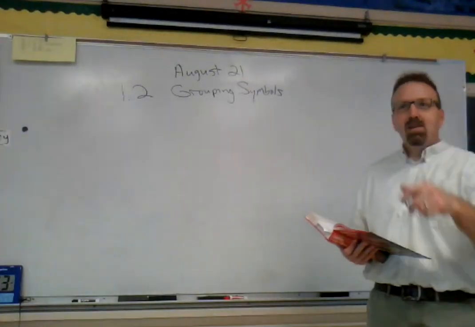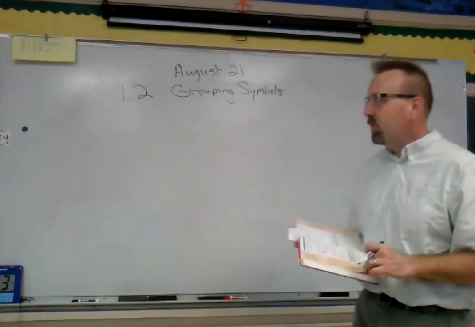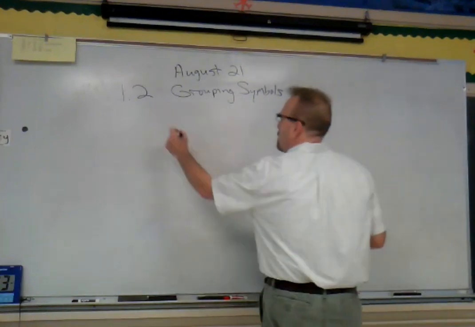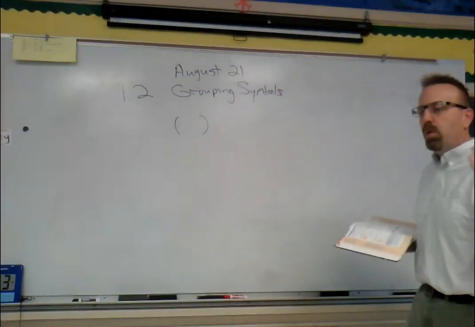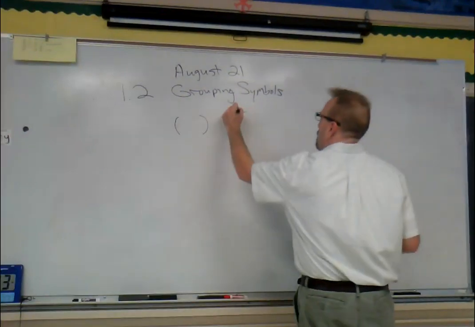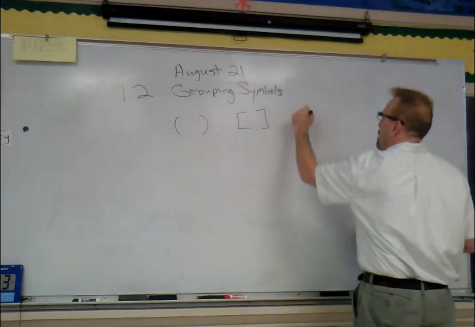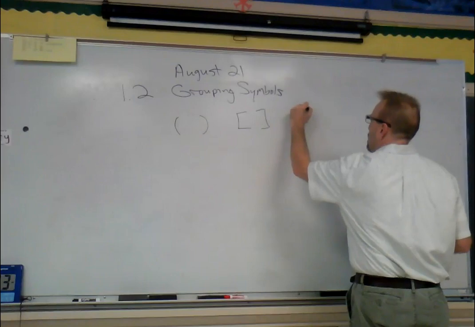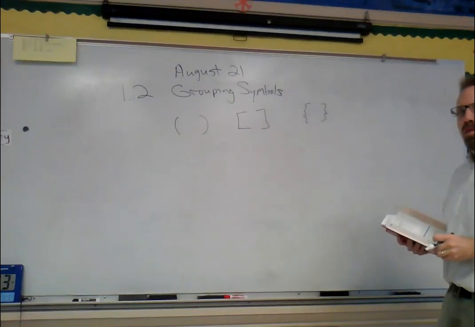All right, this morning we are going to look at section 1.2, grouping symbols. Some of the grouping symbols you've used in the past: parentheses, obviously, when we do order of operations, and brackets, which are just another form of parentheses. Every now and then you'll see these things. I can't draw them very well, something like that. It's just another form of a bracket.